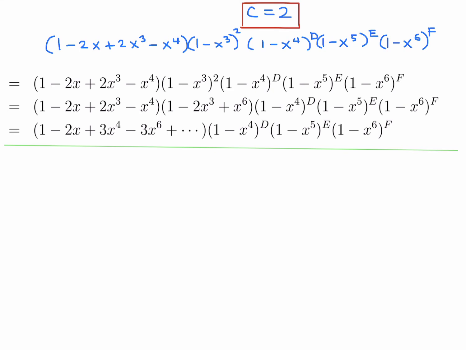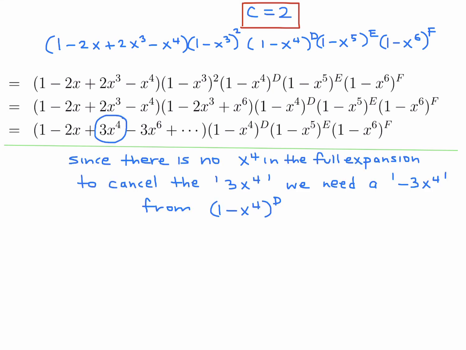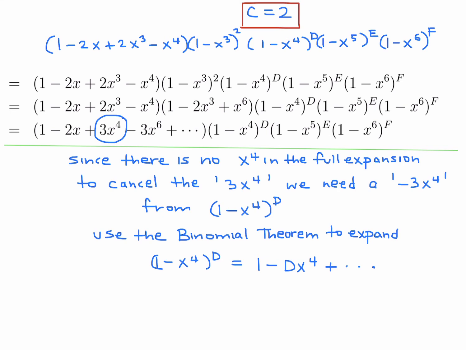So there is no x to the fourth in the full expansion, so we have to cancel this 3x to the fourth with a minus 3x to the fourth. And that minus 3x to the fourth has to come from (1 minus x) to the fourth to the power of d, because that's the only term that has x to the fourth in it. So again, use the binomial theorem to expand this. And you only need to expand just so you get the first two terms, and that will easily show you that this must be equal to the minus 3x to the fourth. So minus dx to the fourth must be equal to minus 3x to the fourth, and therefore d is equal to 3. So now I have got another variable.